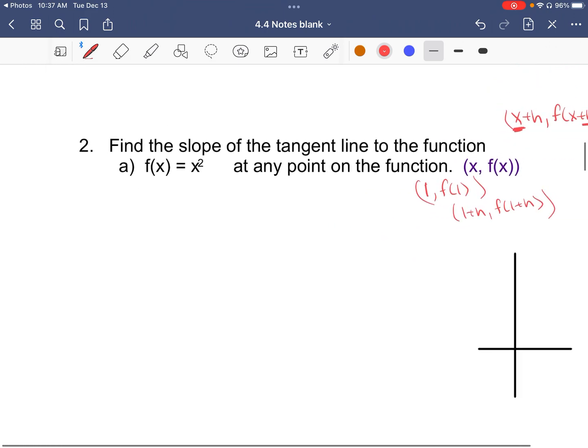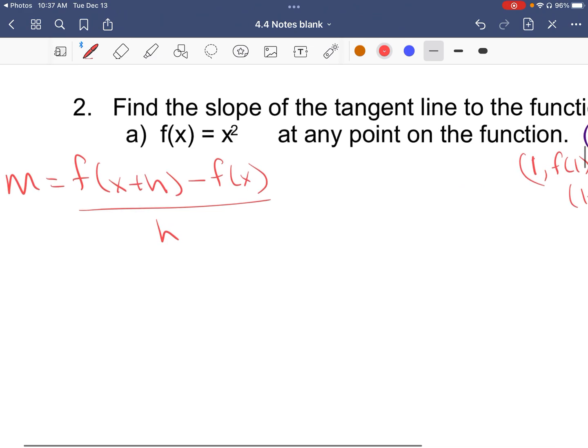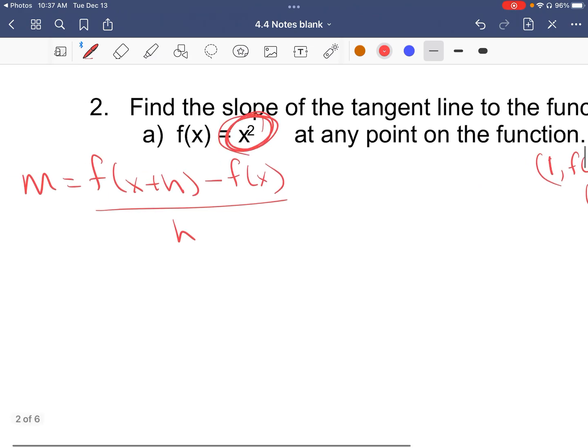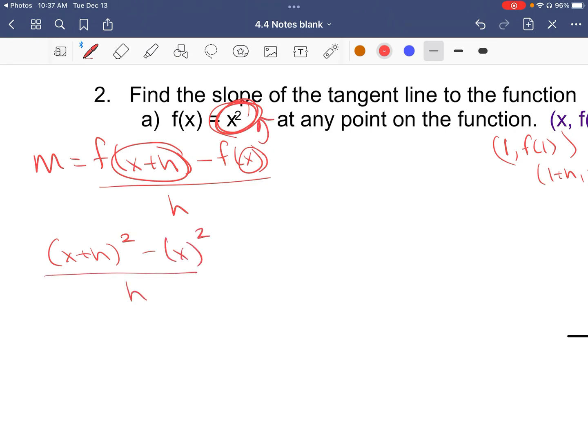So still using that format, our slope formula is f of x plus h minus f of x, all over h. Technically, it would be x plus h minus x, but we've realized now that it's just going to be h. So plugging that in for our specific equation, plugging x plus h in, we'd have x plus h squared minus, plugging x in, we just have x squared, all over h.